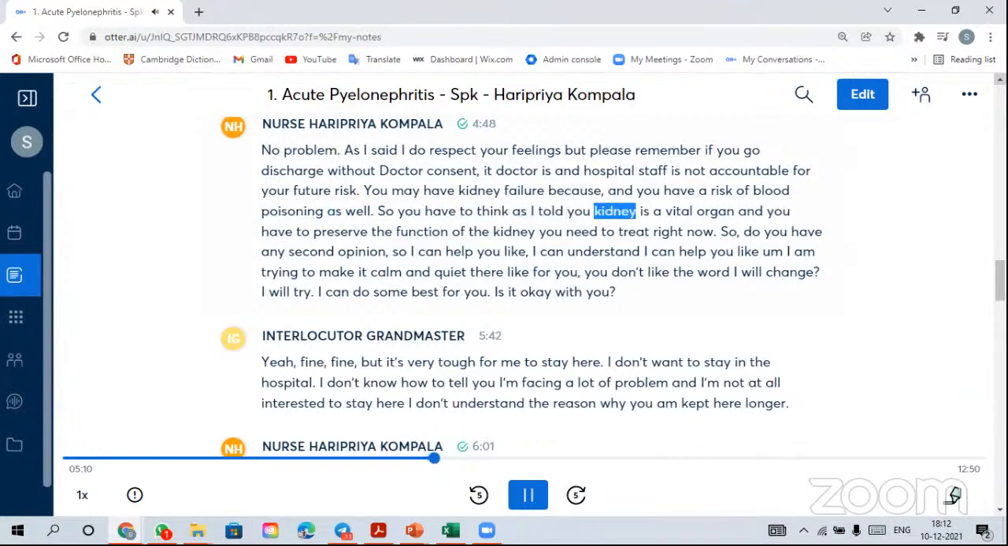As I told you, kidney is a vital organ. And you have to preserve the function of the kidney. You need to treat right now. Okay. So, do you have any second opinion? Okay. So, I can understand. I can help you. I will try to make it a calm and quiet environment for you. If you don't like the word, I will change. I will try. I can do my best for you. Is it okay with you?